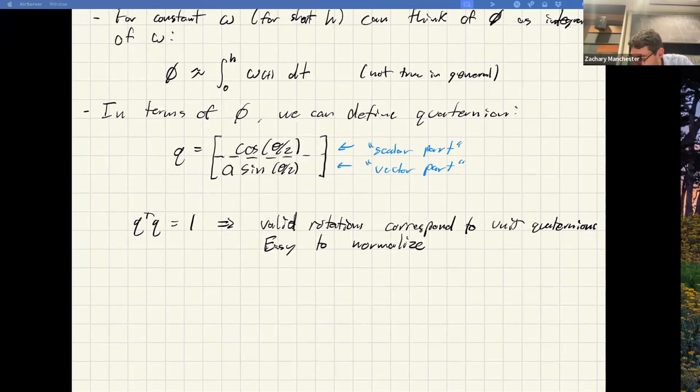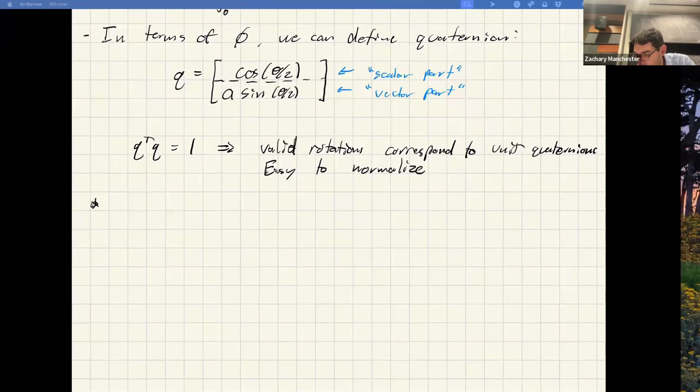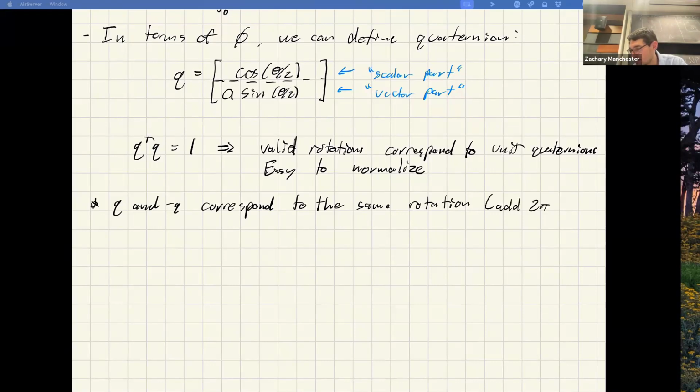So other fun facts here, we got Q and minus Q correspond to the same rotation. Has anyone heard of this before? I know some of you have. So anyone know what a name for this thing is? Anyone heard of this? It's called a double cover. Yeah. So that's a bit of a quirk. You can see this also if you just add 2 pi to theta here. This is called a double cover.